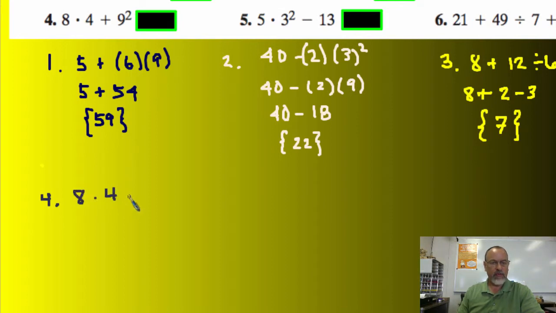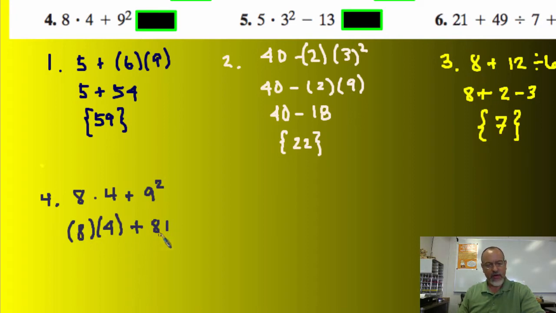8 times 4 plus 9 squared. Okay? Now, the temptation here is to want to do 8 times 4 first, and we see an exponent here first, so we need to take care of that. So, 8 times 4 is going to stay the same, and I'm going to change this out for our multiplication symbols. And then we have 9 squared, which is 81.